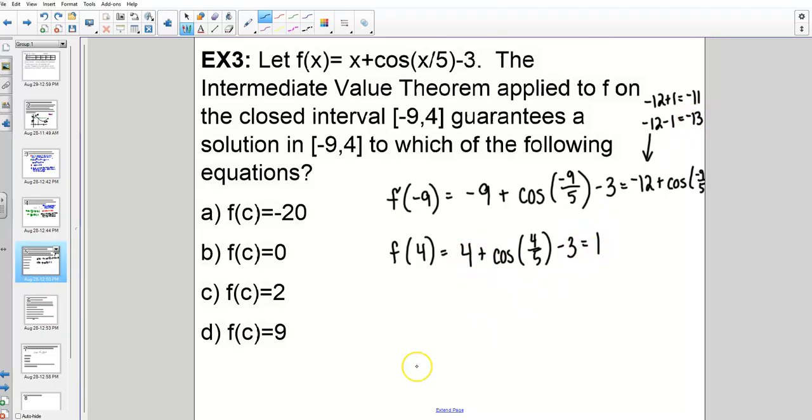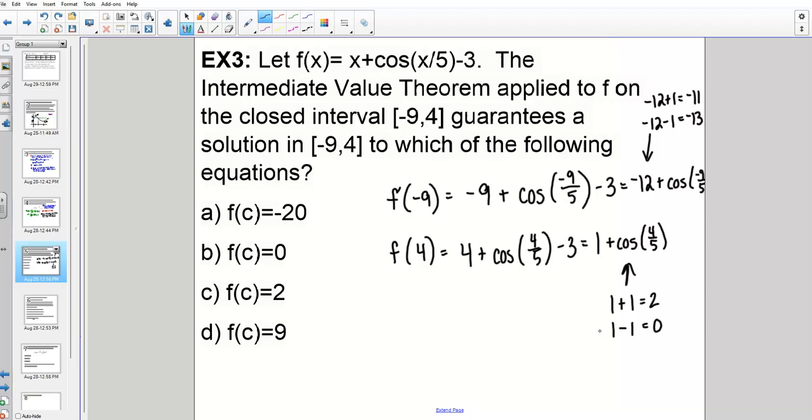4 minus 3 would give us 1 plus cosine of 4/5. Right? So again, cosine, the very biggest it could be is 1. The very smallest it would be was negative 1. So this is 1 plus 1 would be 2. It could be as big as 2. It also could be 1 minus 1, which is 0. So I know f of 4 is between 0 and 2.